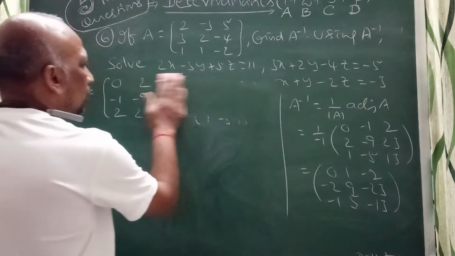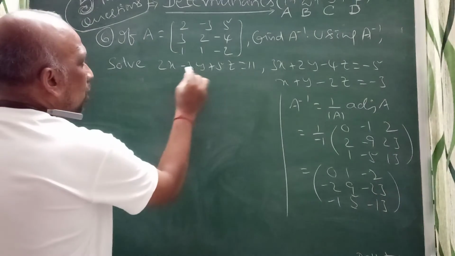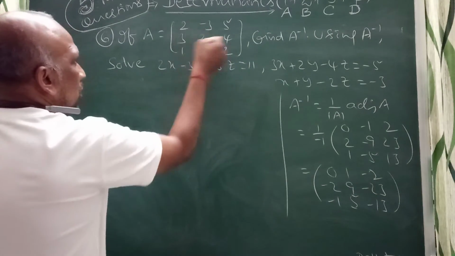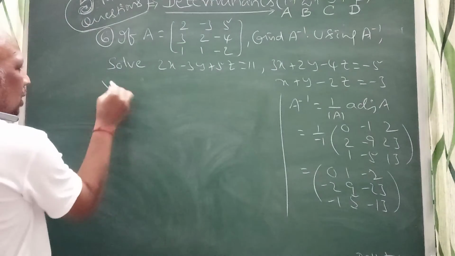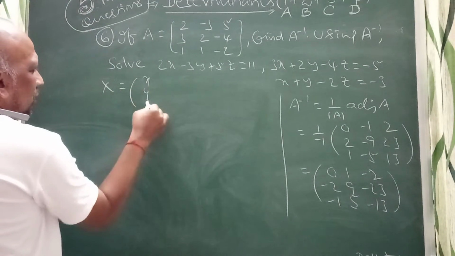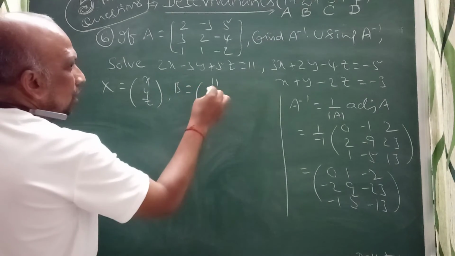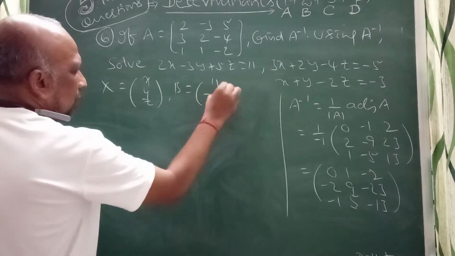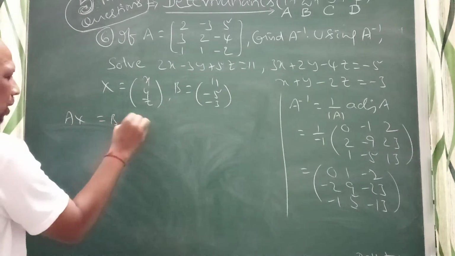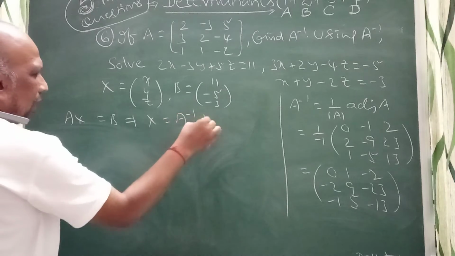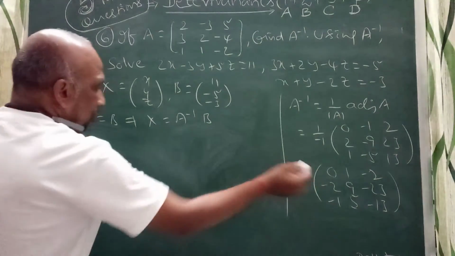Now what will I do now? Clearly we know that all the coefficients of x, y, z form this matrix only. A is given, I can write x as the column x, y, z and b equal to 11, minus 5, minus 3. So using this A, I can write Ax is equal to b, which implies x is equal to A inverse into b. When I have taken x equal to A inverse into b, this is A inverse, right?